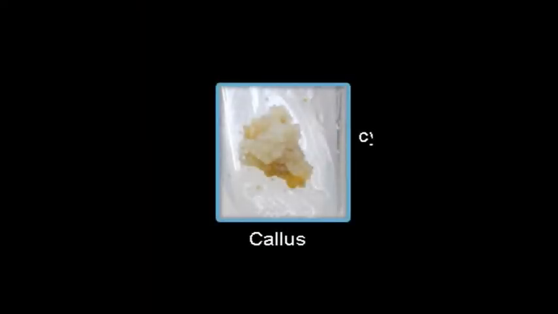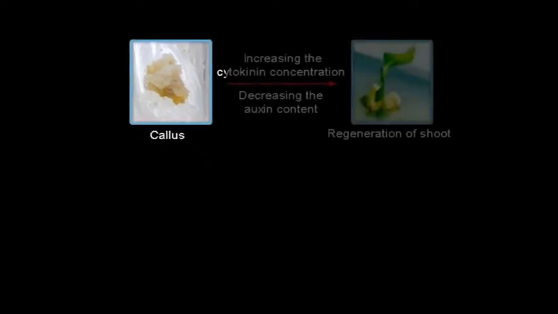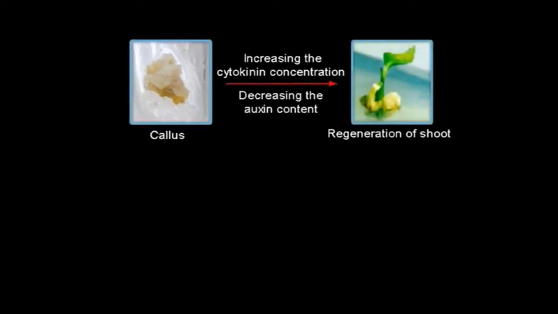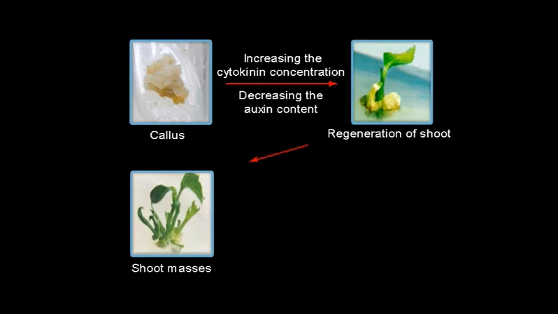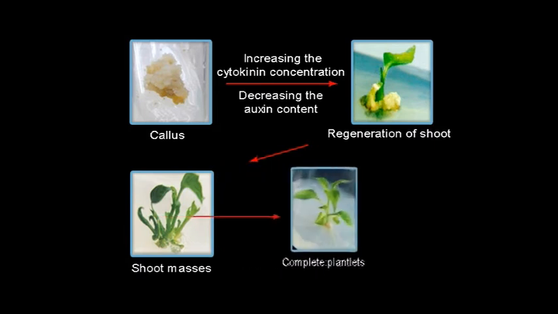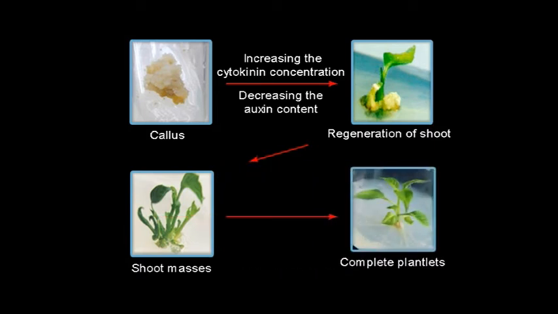Multiplied callus can be stimulated to form shoots by increasing the cytokinin concentration and decreasing the auxin content of the culture medium, and shoot masses can be cut apart and transferred to rooting medium to obtain complete plantlets.